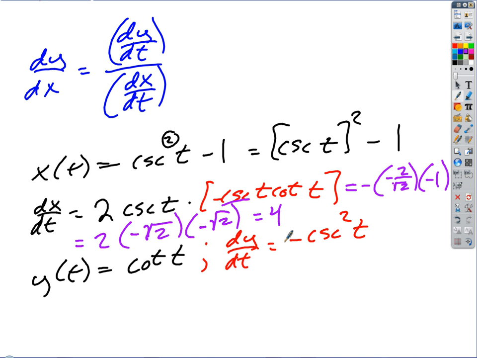Okay, what about dy/dt? This one's a little easier, thankfully. So we get negative, and then we said this was 2 over the square root of 2, which is just square root of 2.